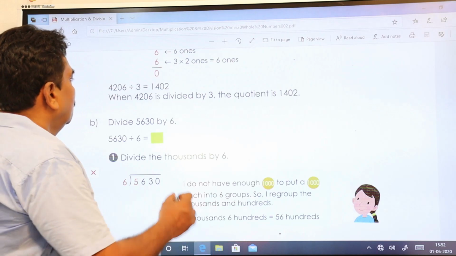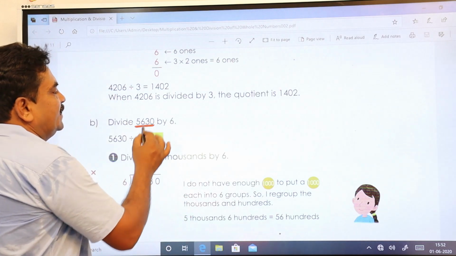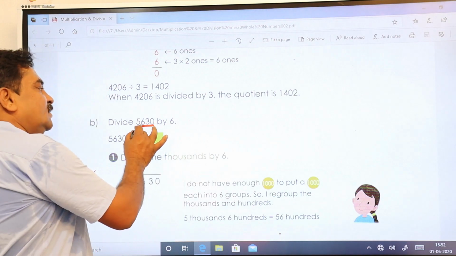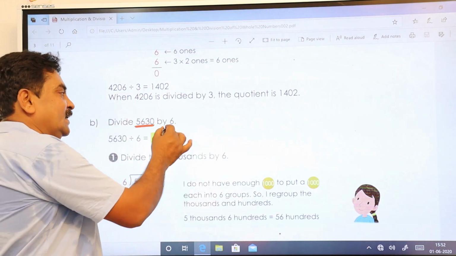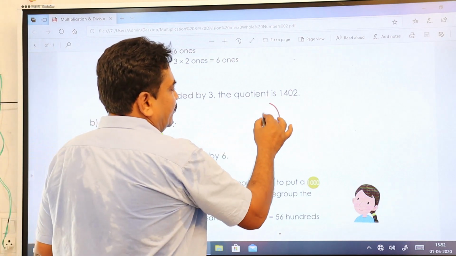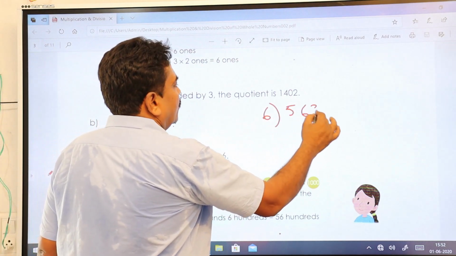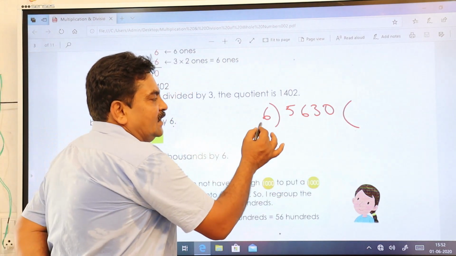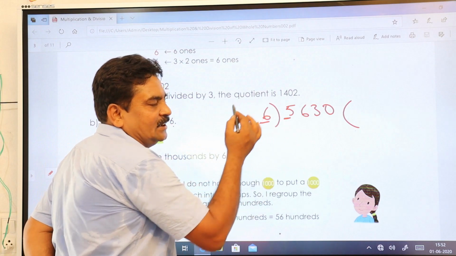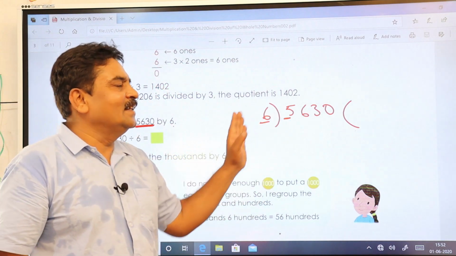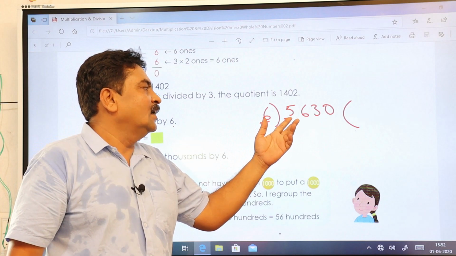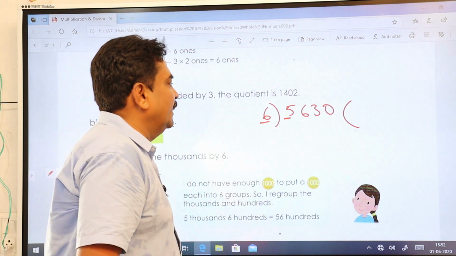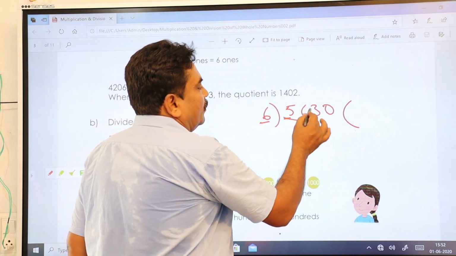Let's see. Divide 5630 by 6. It means what? Dividend is 5630, divisor is 6. So with the divisor, you are going to divide the dividend. Now you see, in this case, divisor is bigger than the first digit here, 5. 5 is smaller than 6. So naturally, 5 is not going to be in 6. So that's why you take two numbers at a time.